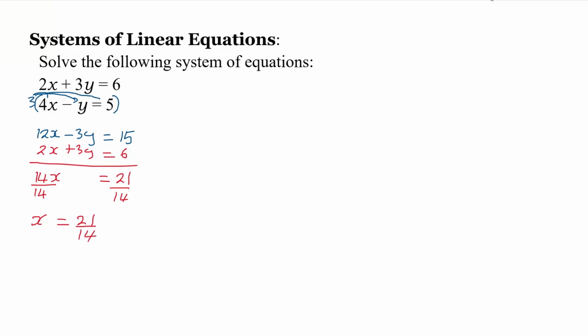Of course, you have to reduce your answer. So if you reduce 21 over 14 by dividing top and bottom by 7, then you end up with 3 over 2. So that's just the x value. Now we need to find the y.